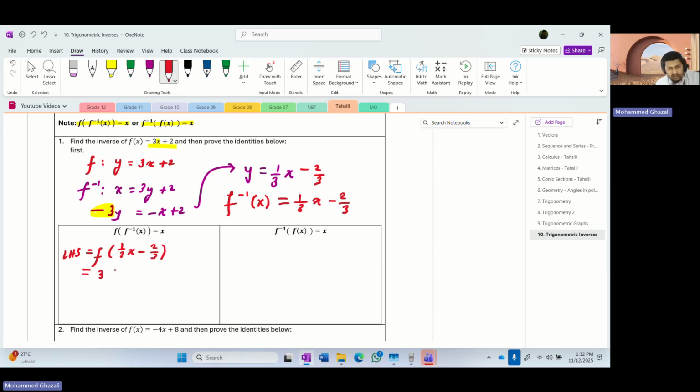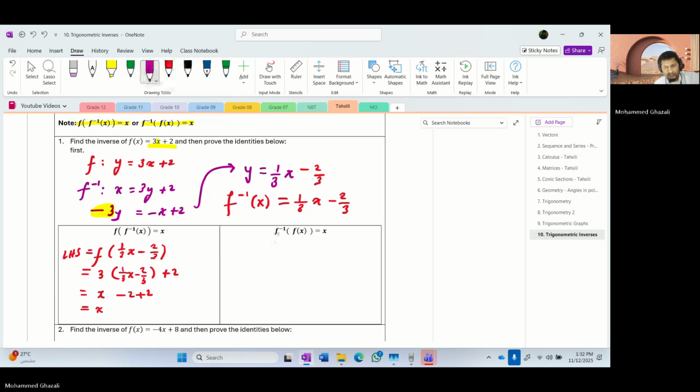So that's basically equal to 3 times something plus 2. It's 3x plus 2, right? But x is no more x. It is 1/3 x minus 2 over 3. Now if I multiply all this out, 3 times 1/3 x is x. 3 times negative 2 over 3 is negative 2. And then plus 2. So yes, the result works. So the answer is x. So what we just proved is that f of f inverse x is always equal to x.